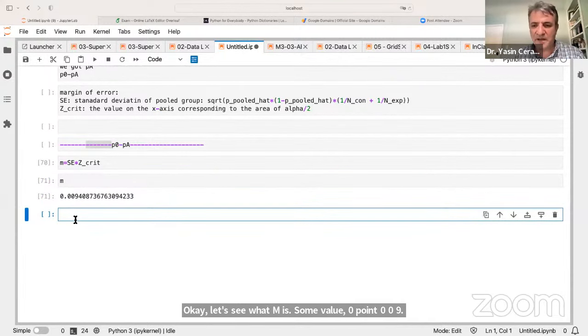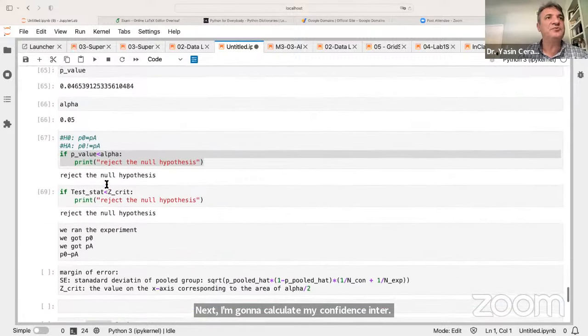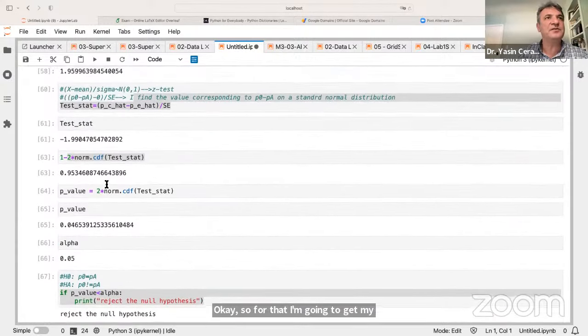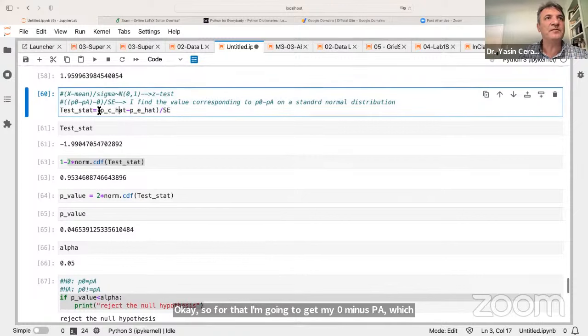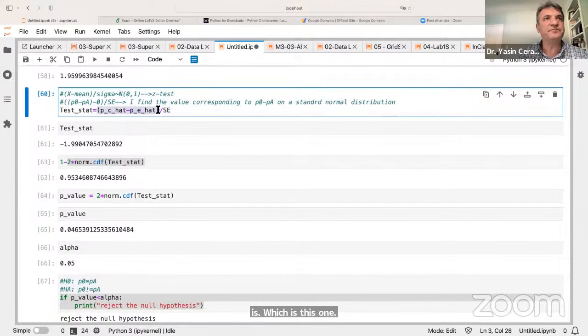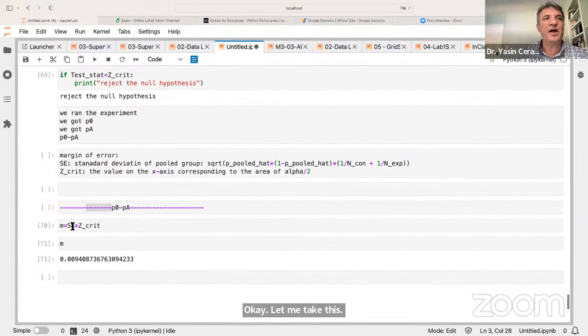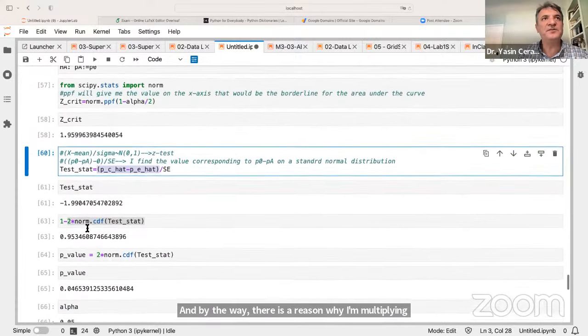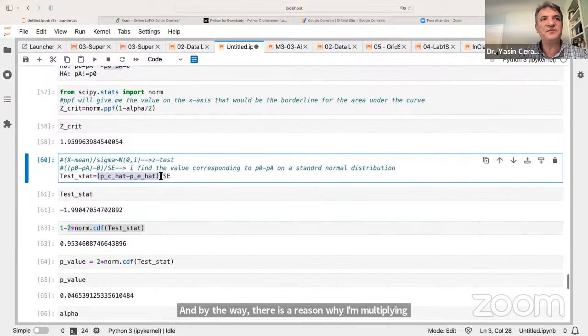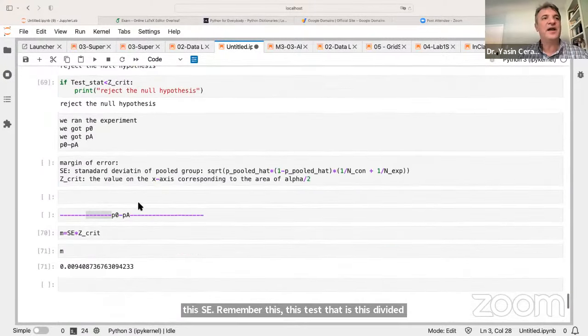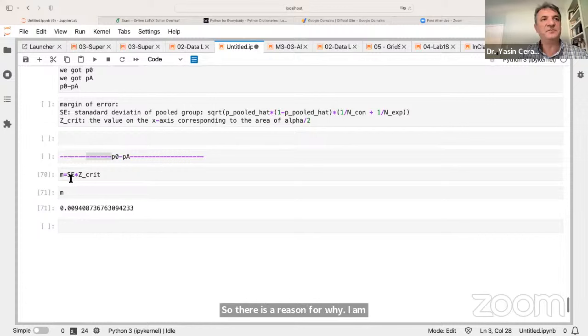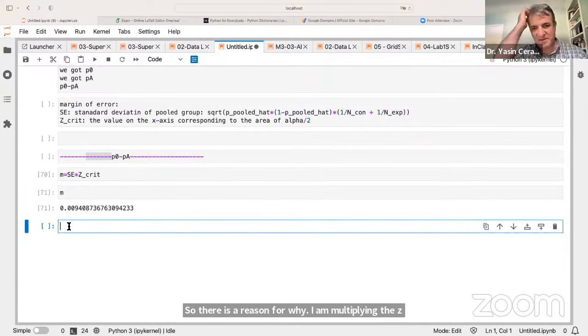Next, I'm going to calculate my confidence interval. For that, I'm going to get my P0 minus PA, which is this one. Let me take this. By the way, there is a reason why I'm multiplying by this SE. Remember this test statistic, this divided by SE? There is a reason why I am multiplying the Z critical by SE. Let me first write this, and then maybe we can talk about it.